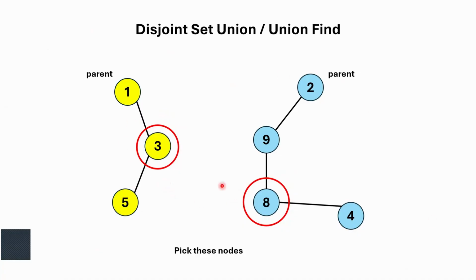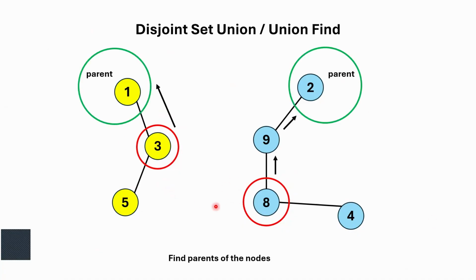After picking these, the next step is to find the parent of each picked node. The parent of node 3 is obviously node 1, and the parent of node A is node 2, and we find the parent of A by recursively finding the parent. We go to the parent of A, that is 9, and then from 9 we go up here to find the parent of 9, which is also the parent of A. So now we've got the parents, or the representative nodes, of these two sets.